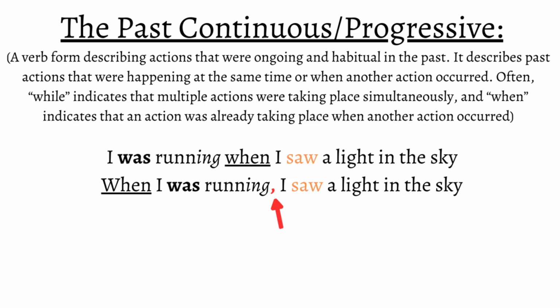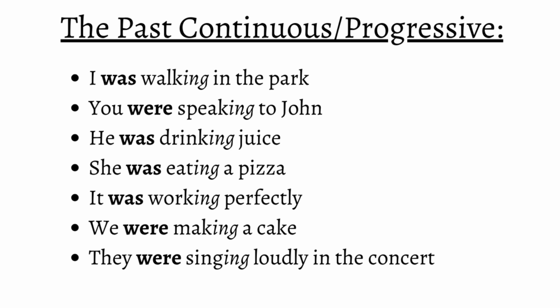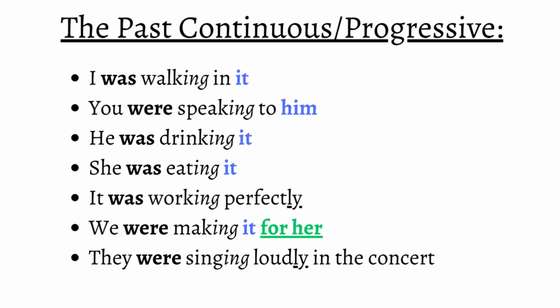Another example is, I was running when I saw a light in the sky. When I was running, I saw a light in the sky. When can be used before or after the past continuous action, and the interrupting action is in the past simple. Here are some more basic examples. I was walking. You were speaking. He was drinking. She was eating. It was working. We were making. They were singing. If you want, you can extend these examples to more advanced English and even use previous concepts to make your learning better.